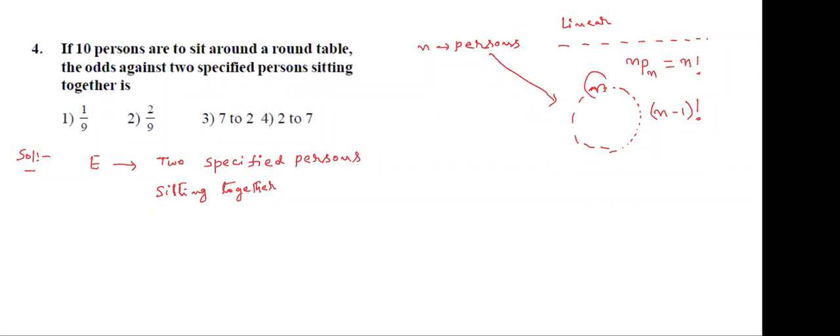He is sitting at one particular place. N persons are there, n vacant seats are there. Okay, one person is seated. Remaining, how many seats are there? N minus 1, as well as n minus 1 persons.